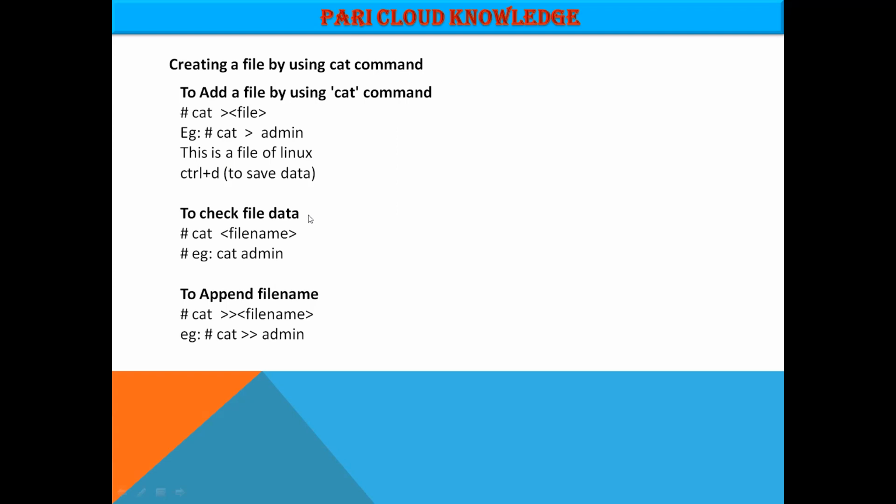To check file data, whatever you have written in that admin file, just type cat, then the file name. For example, cat admin. And if you want to add some more data inside that file, just type cat >> and the file name. Then it will ask you to add a few contents, and you can add them. And if you want to check again, then type cat admin.